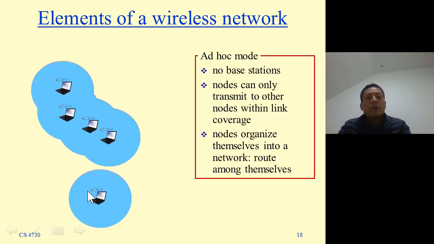Okay. There's also a mode in which all the nodes are equal. There are no base stations working for them. They are all talking to each other directly, which is quite different from the infrastructure mode. In infrastructure mode, if you want to talk to another host in the same range, you have to go through the base station or access point first. But for ad hoc mode, these nodes can talk to each other directly. They organize themselves into a network directly.